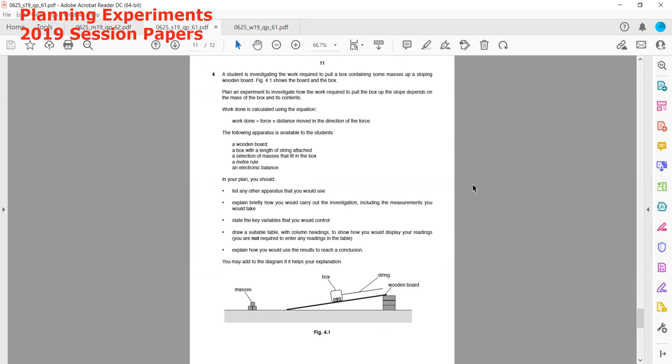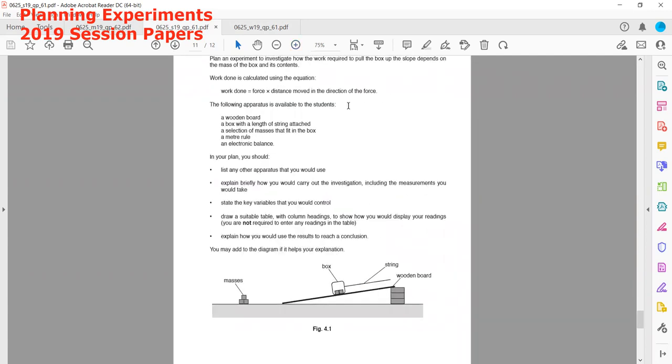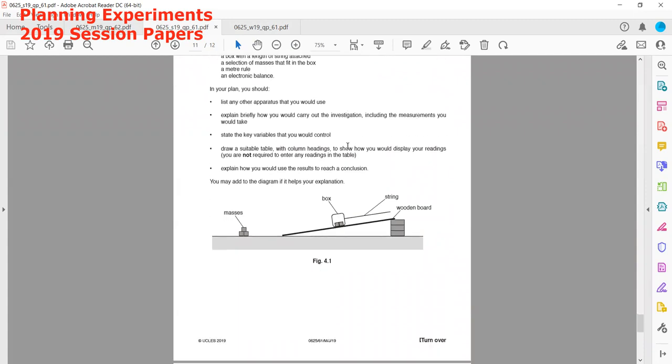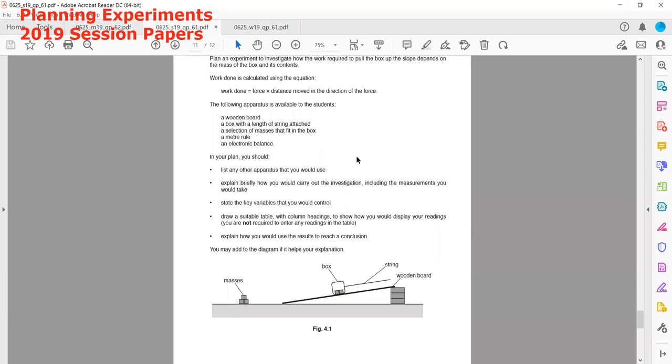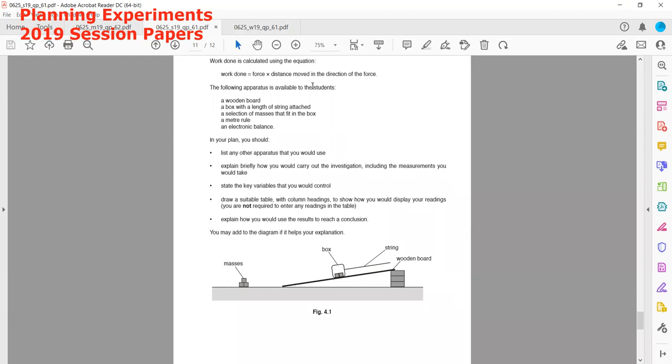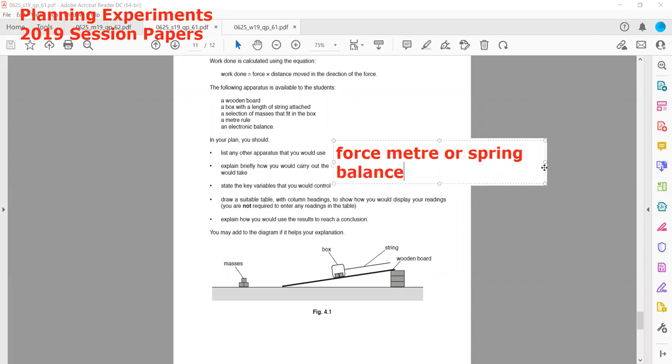The following apparatus is available. We have a wooden board, a box, a selection of masses, and an electronic meter rule. List any additional apparatus, because we want to calculate work done. We have the ruler, so we can measure distance, but how do we measure a force? The force can be measured by a spring balance, which we also call a force meter. A force meter or spring balance can be used to measure the force.